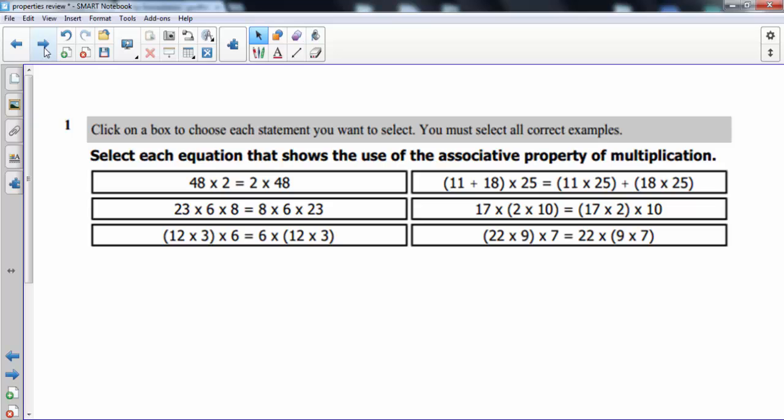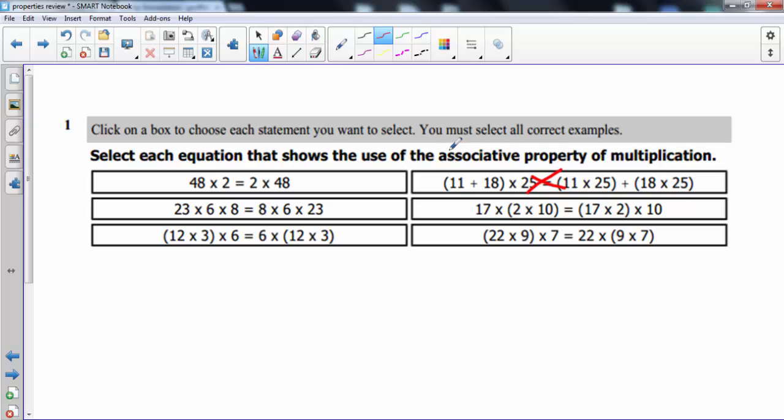In this question, you're asked to select each equation that shows the use of the associative property of multiplication. So right away, we need to make sure we know what these words mean, that we are looking for something that is using the associative property, where the grouping is changing, and where we are using multiplication. Immediately, I see that this one has some addition in it, so that's definitely not going to be a choice, and that we can eliminate that because it says multiplication.